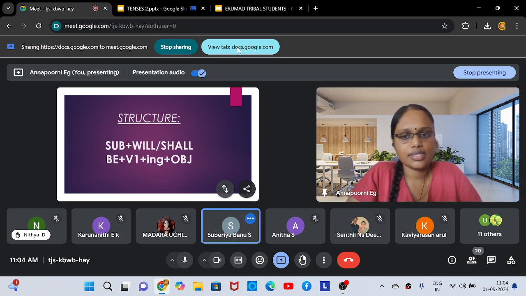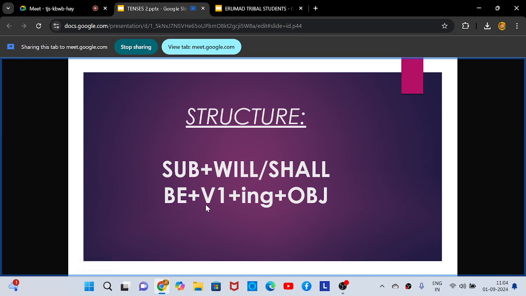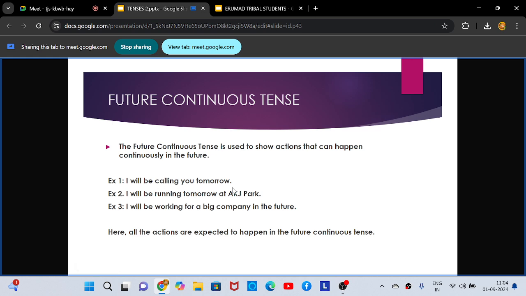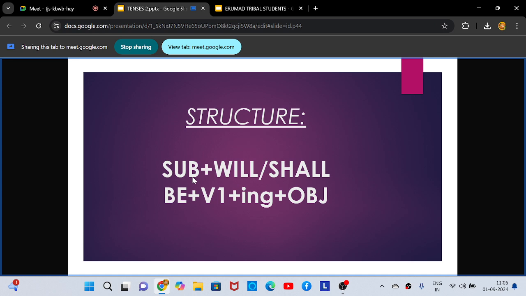Okay, so subject plus will or shall be plus V1 plus ing plus object. So here, for example, I will be going. So going is go plus ing, V1 plus ing. So I will be going to office tomorrow, for example. So I will be going to office tomorrow is a sentence in future continuous tense. Similarly, I will be calling you tomorrow. I will be running tomorrow at AKJ Park. I will be working for a big company in the future. So all these are examples for future continuous tense.